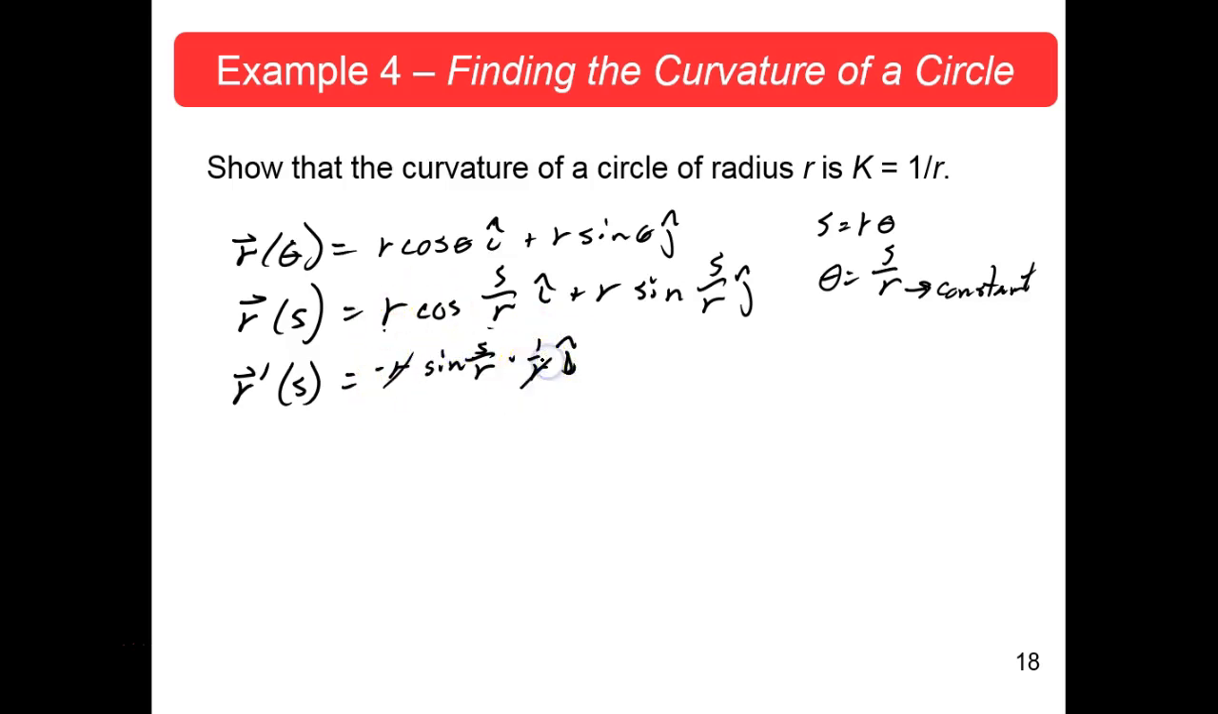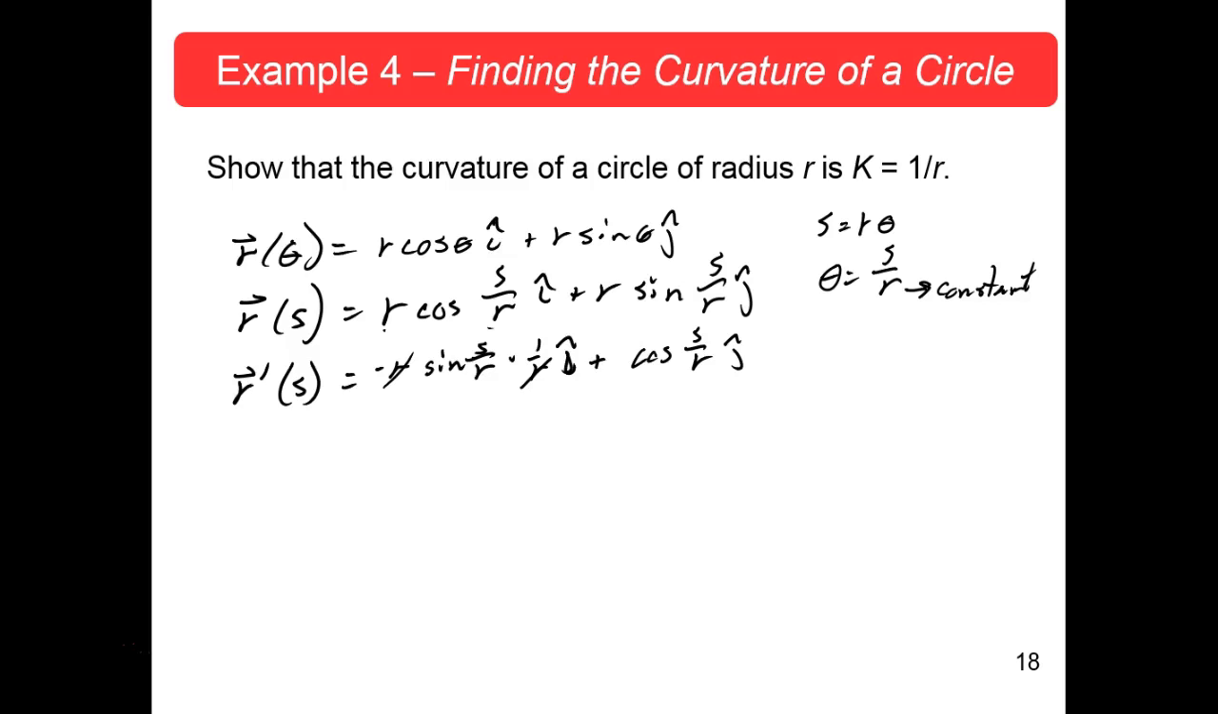But this r and that r cancel out. Plus, what would you have here? For the j component, it would be the cosine s over r j. Perfect. Okay? So, there is your r prime, which you can take off your velocity vector, you might say.